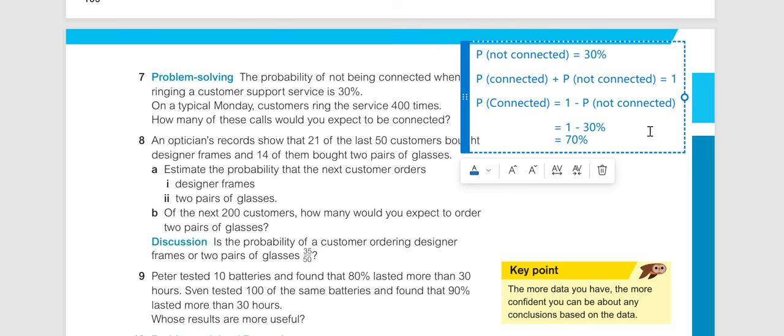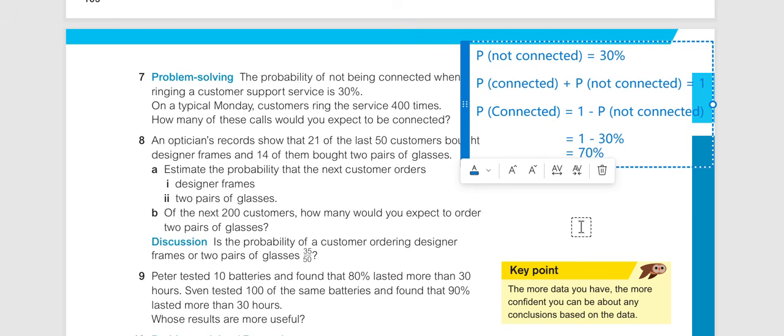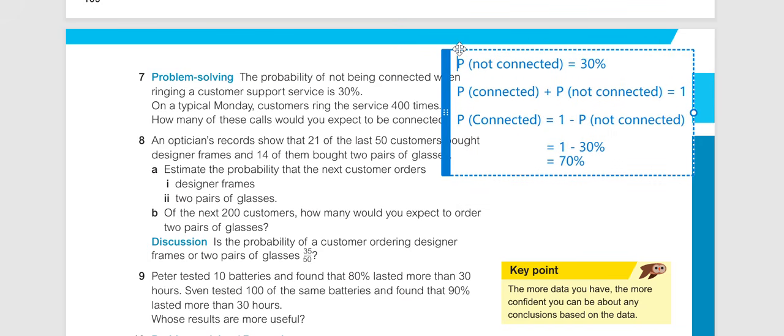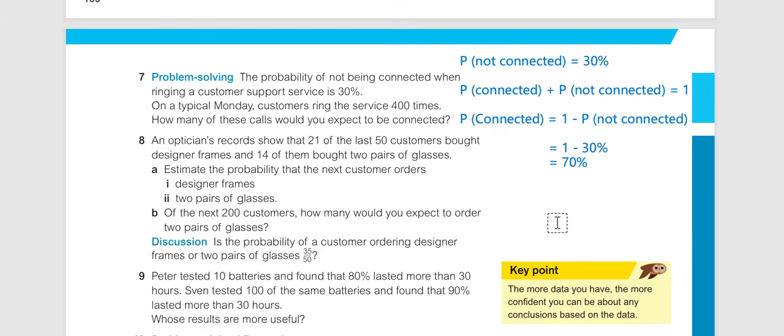Now we have found out the probability of being connected. Now using this one, like in the previous question, you have to check for 400 times. Now if a customer rings the service 400 times, and if the probability of getting a call connected is 70%, how many of the calls you are expected to be connected?